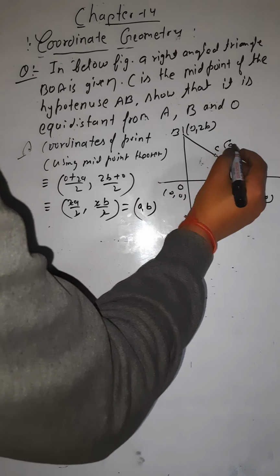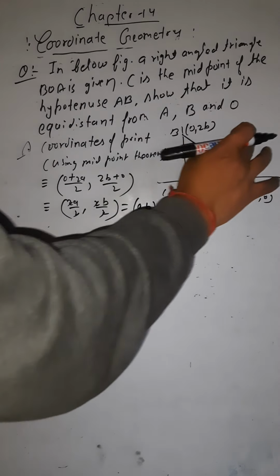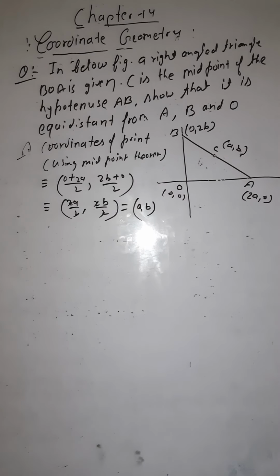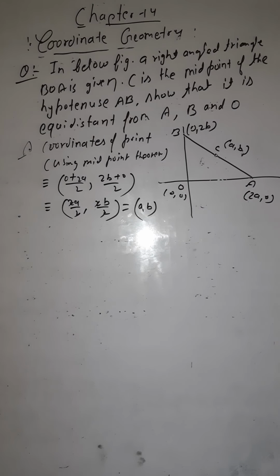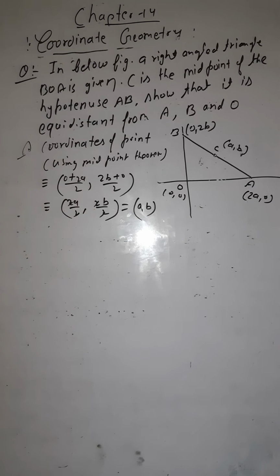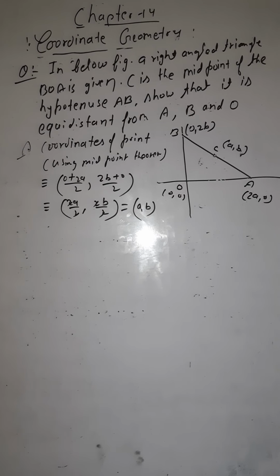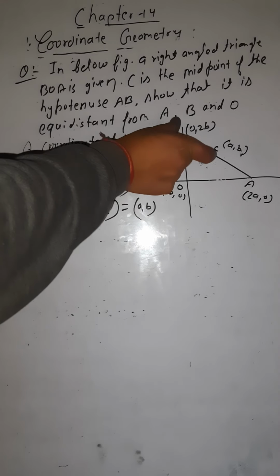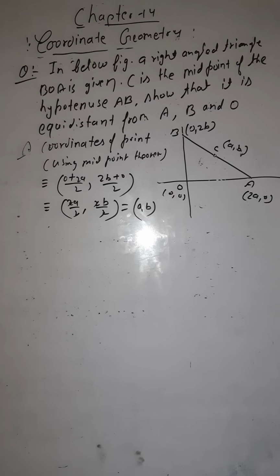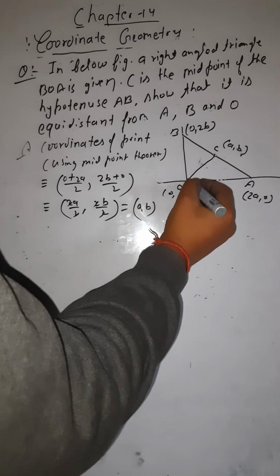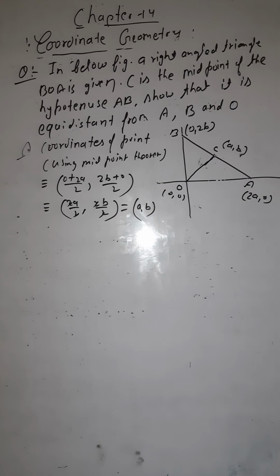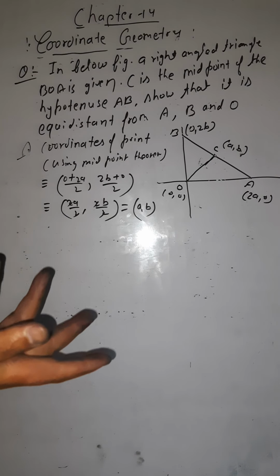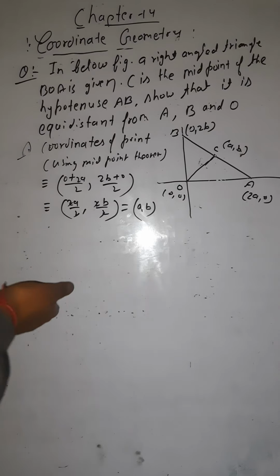So what are the coordinates of C now? Coordinates of C are a comma b. Now nothing you have to prove, only you have to use the distance formula. If you can show that CB distance is equal to CA and it is equal to the distance CO, then it is proved. Yes, hence proved. Then you will say C is equidistant from all of these.